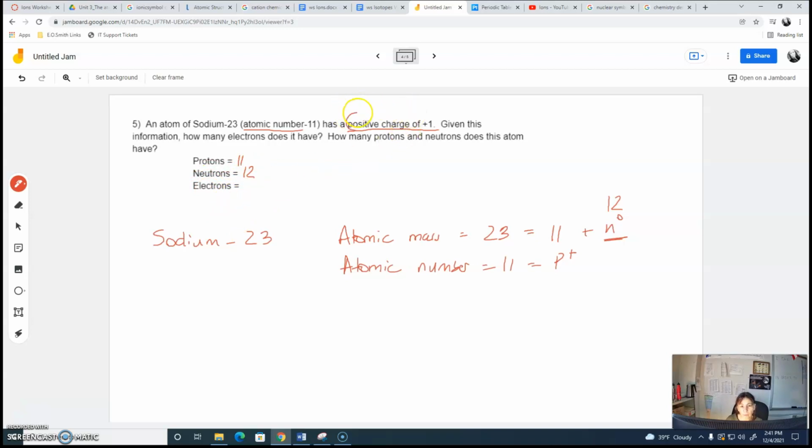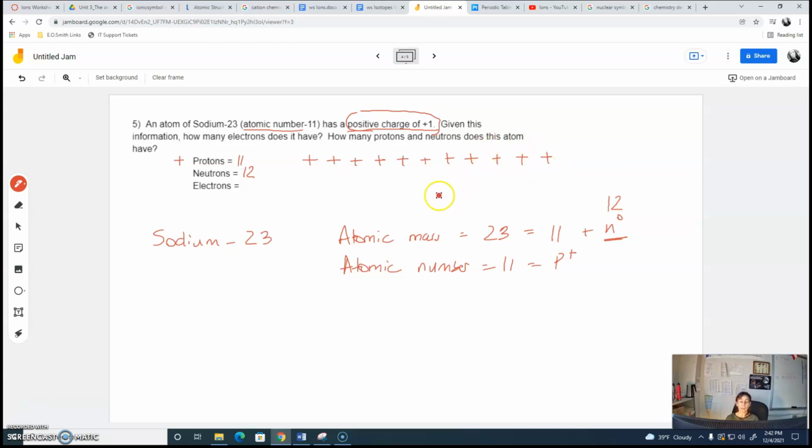Well, I'm told this piece of information that I haven't really used yet, so let's use that. I'm told I got a positive charge of +1. So let's write out our charges for this element. Protons, I know they are positive, so I got 11 protons right here. So let me do 11 pluses: 1, 2, 3, 4, 5, 6, 7, 8, 9, 10, 11.